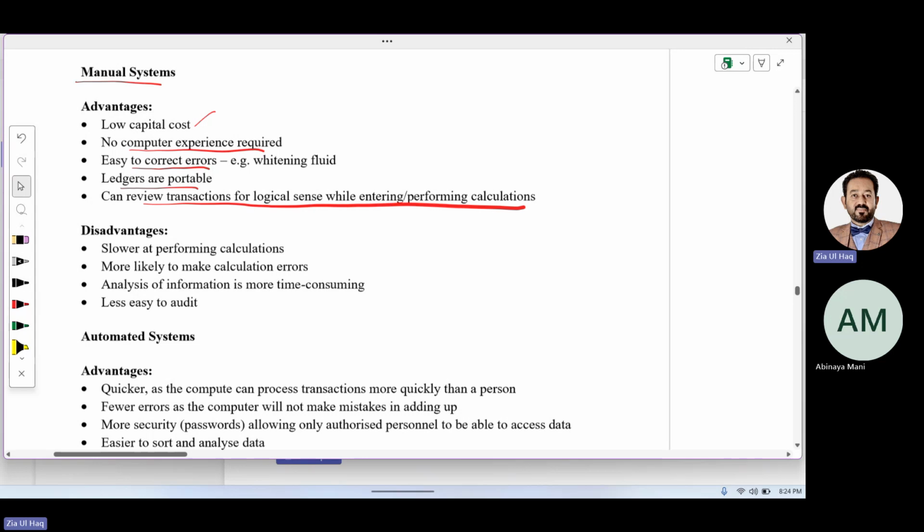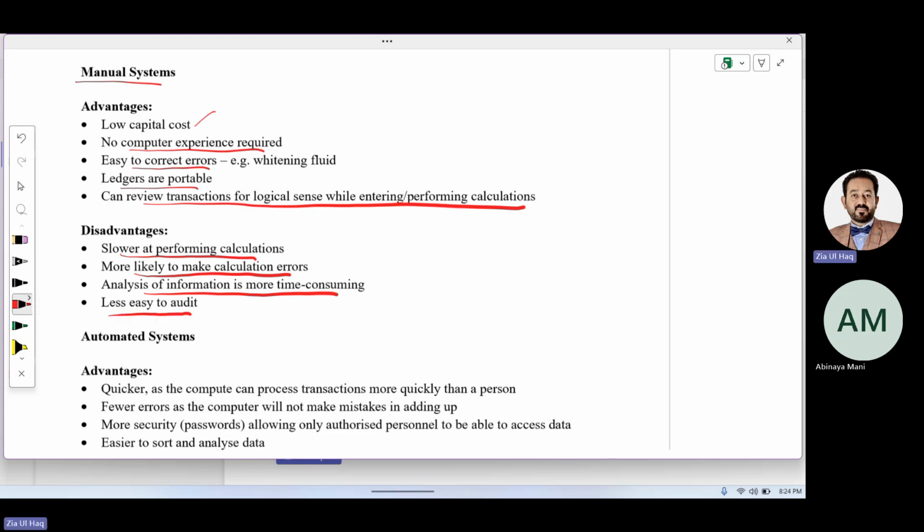But there are disadvantages of manual system. Calculation will take time, while computerized system can make calculations quickly. More likely to make calculation errors. There are chances of human errors in manual calculation, while in computerized, there are no chances of human errors. Calculation will be accurate. Analysis of information is more time consuming in manual. Meaning you cannot analyze the data quickly. You have to go through all the pages.